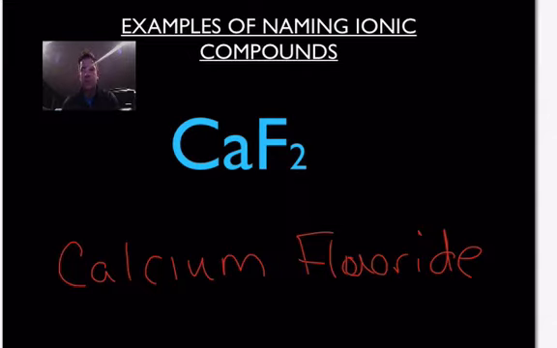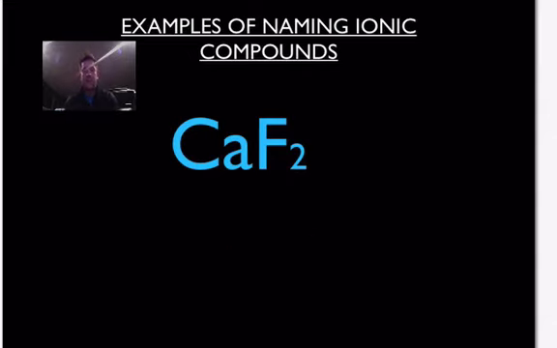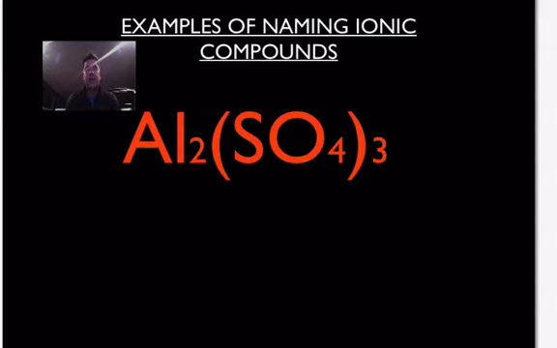Okay, so it's calcium fluoride. So remember, we name the cation first and then the anion second, and the anion is going to end in -ide, I-D-E, except for what we're going to be talking about now, which is polyatomic ions. So what is a polyatomic ion? Well, a polyatomic ion is this right here. Remember, we talked about them in the last screencast, the chemical compound screencast.